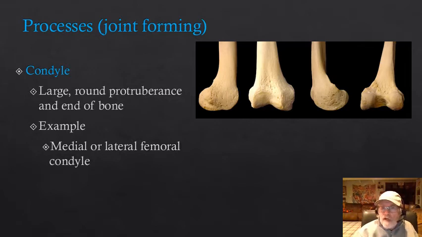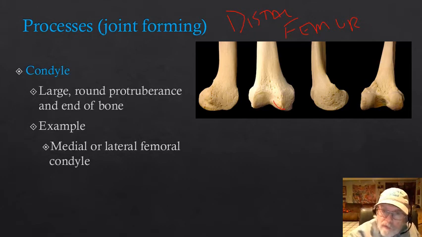Let's talk first about a condyle. Now this is the femur, and this is the distal femur. Everybody should know what distal femur is. If you look at the distal femur, there's a round area here, a round area here. So a condyle is a large round protuberance at the end of the bone.